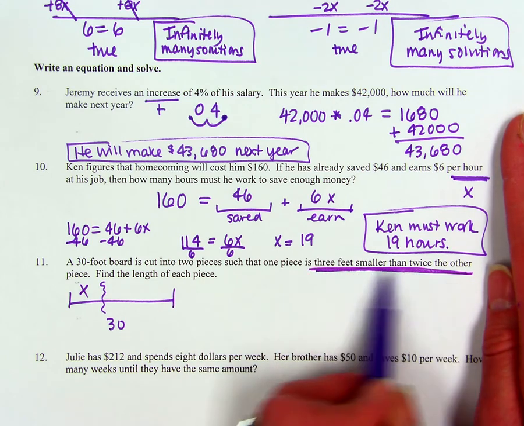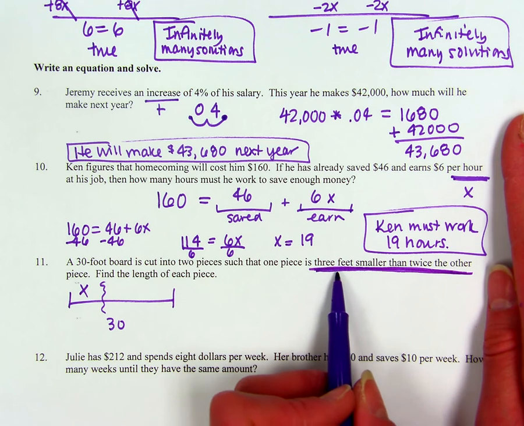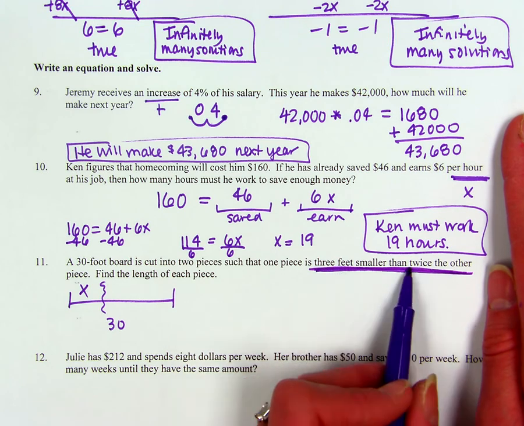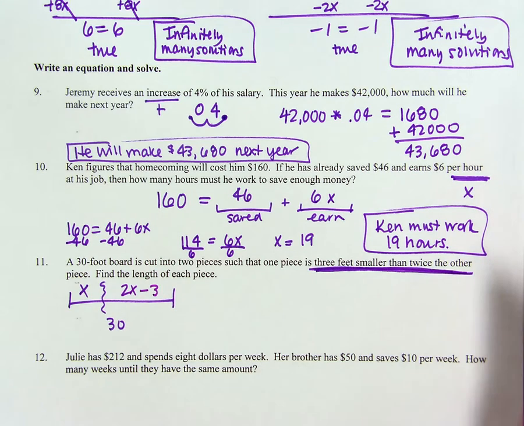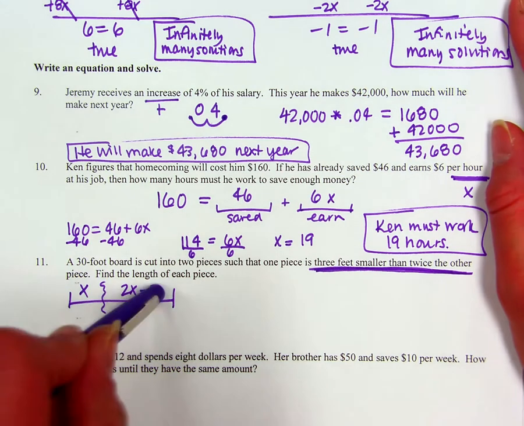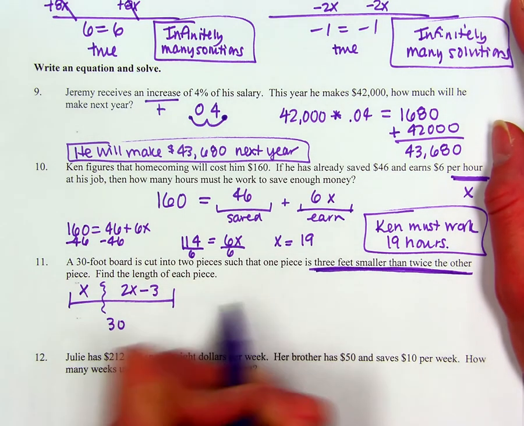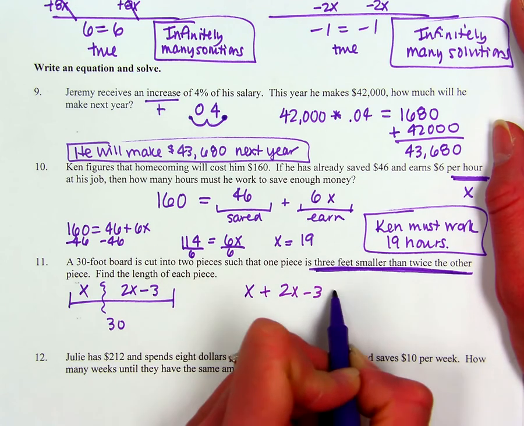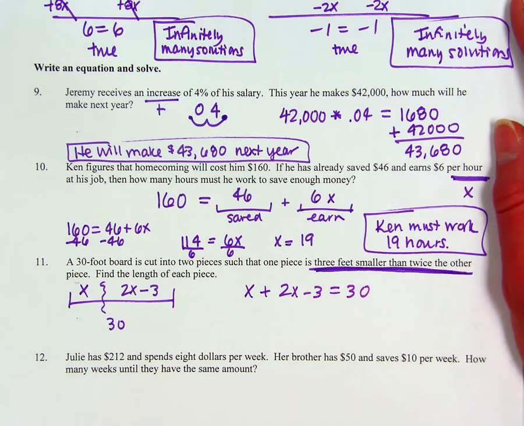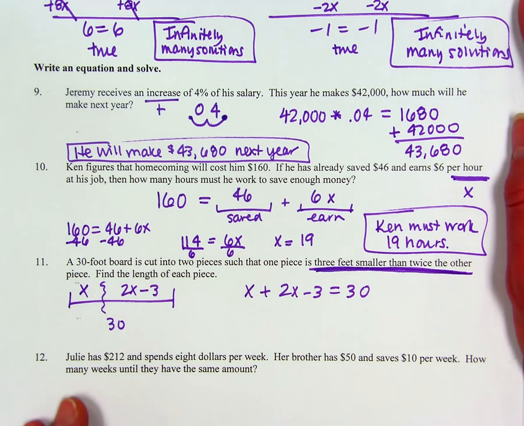We're going to come up with an algebraic expression for this. So when we say 3 feet smaller than twice the other, twice the other is 2x. Smaller than means you're going to subtract 3 from that 2x. So we need to say these two pieces add together to be our 30. So the first piece plus our 2x minus 3 has to add together to give you 30. It helps if you draw a little diagram so you understand what the problem is asking.